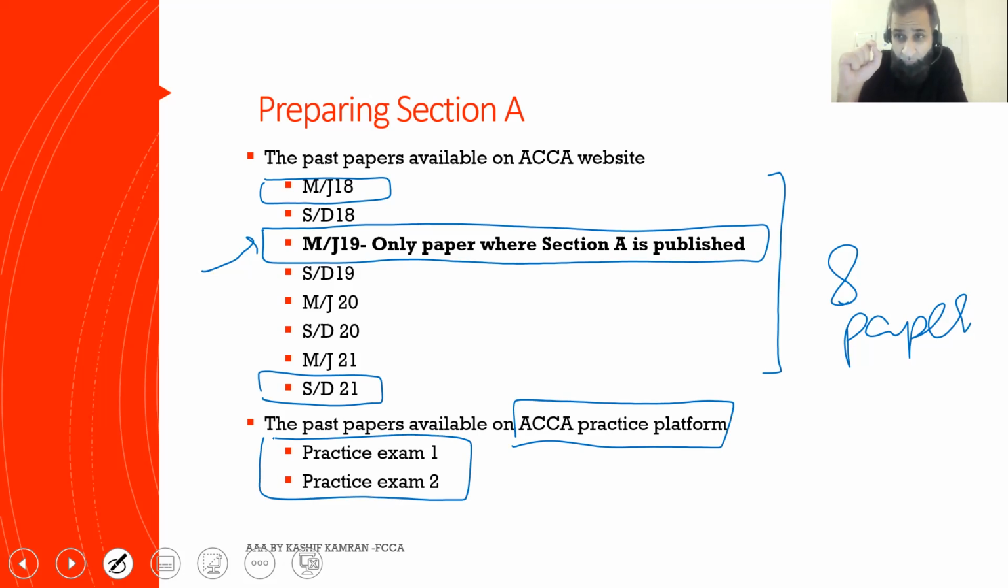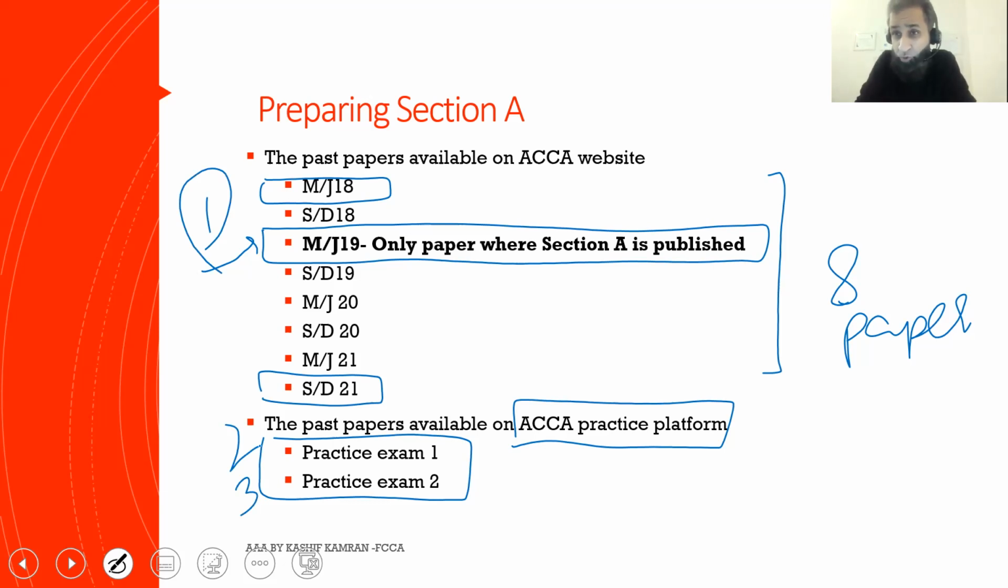That will give you further confidence of how to go with the OT case and the OT questions. So from the past papers on the website, which are in PDF form, the March, June 19 paper is the only one which contains section A. Then you shift towards the practice platform, where you have practice exam 1 and practice exam 2, to be utilized for doing section A. Now that means a total of 3 papers, 1, then 2, and then 3. Now is 3 sufficient? The answer again is no.